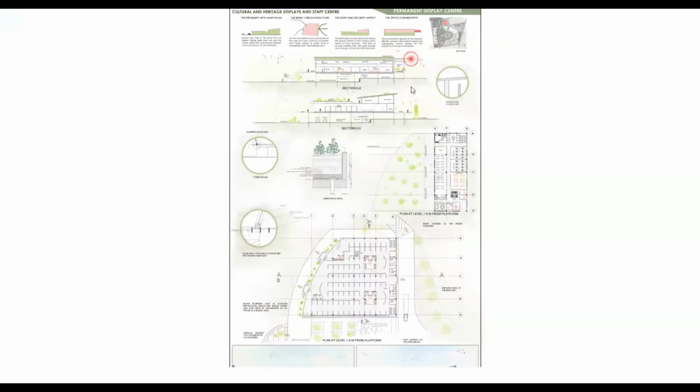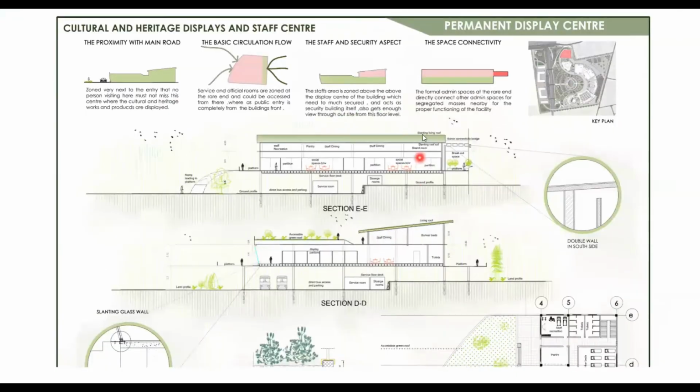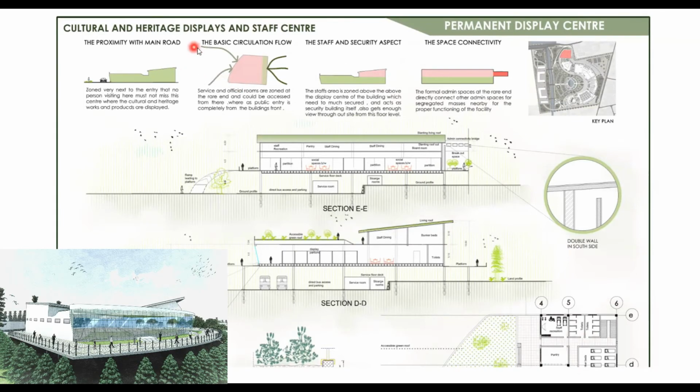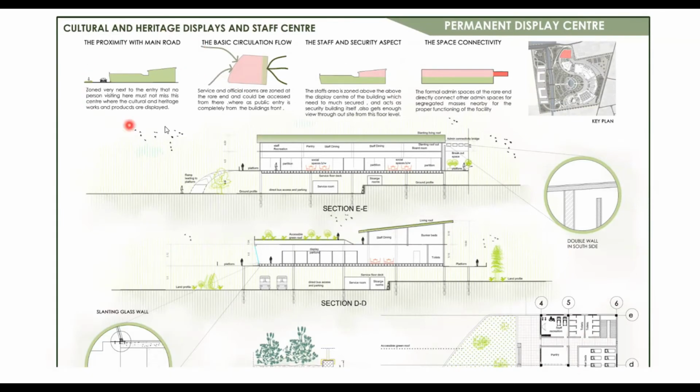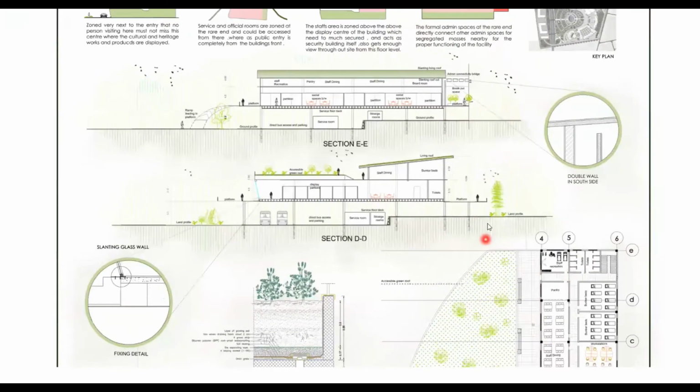Moving to the individual buildings, first comes the permanent display center, where the cultural and heritage displays are displayed. And being a must-visit center, it is zoned very close to the main road, and the basic circulation flow is like the public will access via the front way, and the service entry is in the rear side. And the staff area is also zoned above this display center, considering the security aspect, and also gives the direct view towards the main road. And the space connectivity is also ensured to the nearest building.